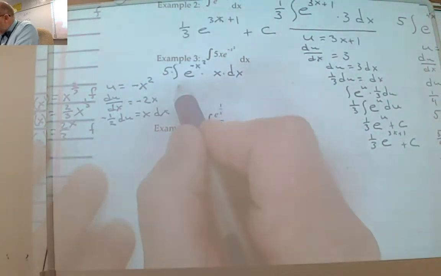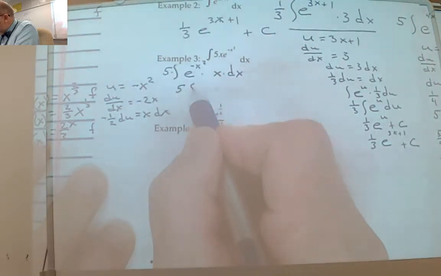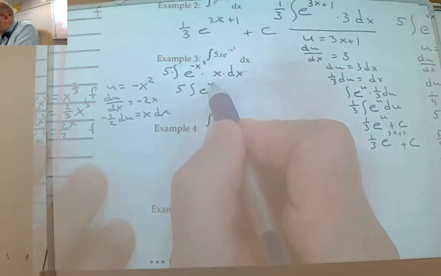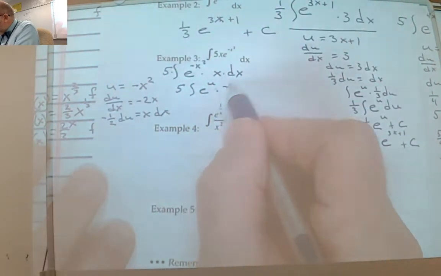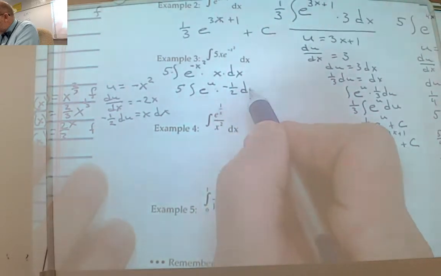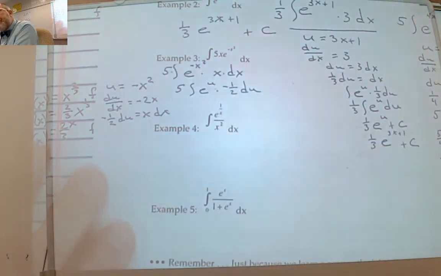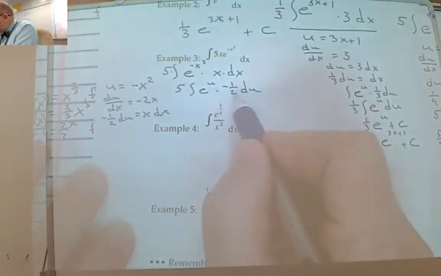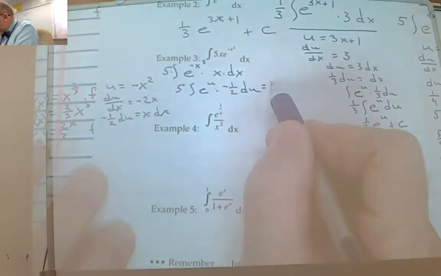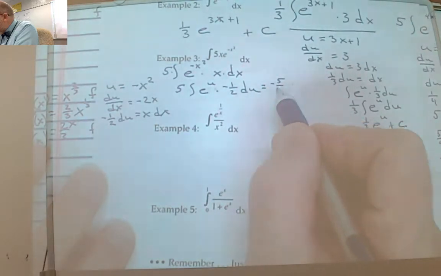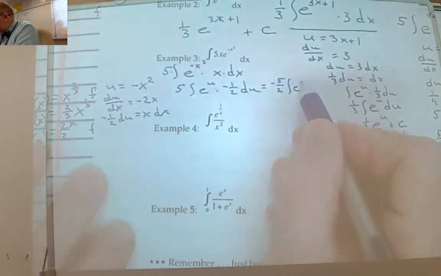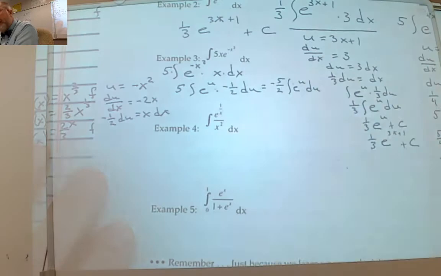So I have 5 e to the u times a negative 1/2 du. You okay with that? Okay, I'm going to bring that out to make that a negative 5/2 e to the u du. Still everything okay? Okay, here's your hard part.